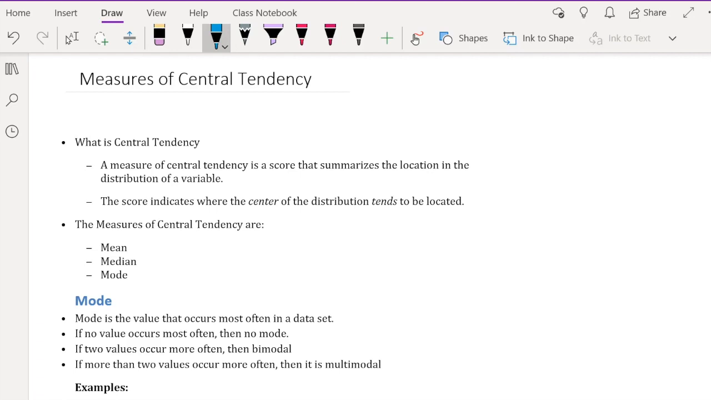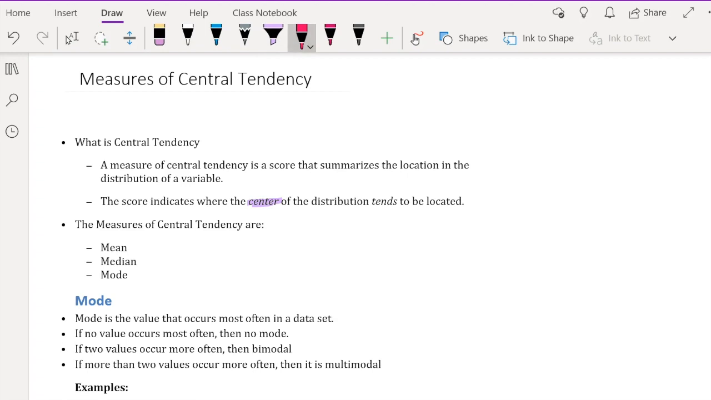So now we're going to focus on the measures of central tendency and spread, but this video specifically is going to be for the measures of central tendency. A measure of central tendency tells you where the observations tend to center. It summarizes the location in the distribution of a variable. The score indicates the center of the distribution, wherever that center tends to be located. There are three measures of central tendency that we're going to focus on.